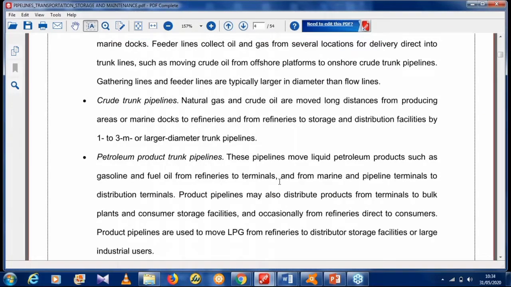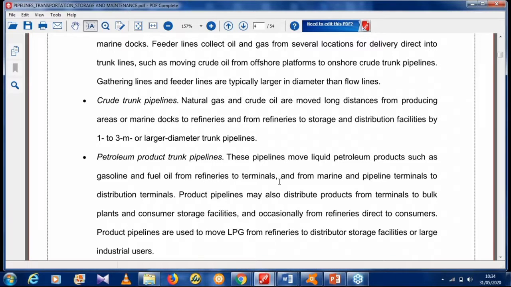So we have the crude oil trunk line. The natural gas and crude oil are usually moved long distances from producing areas or marine docks to refineries, and from refineries to storage and distribution facilities by one to three meters or larger diameter trunk lines. So these trunk lines, like what you saw in that video, are examples of trunk lines connected to move either crude oil or natural gas from maybe a marine dock to refineries where it will be processed and the fractions will be taken off.